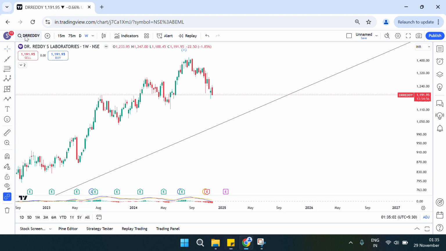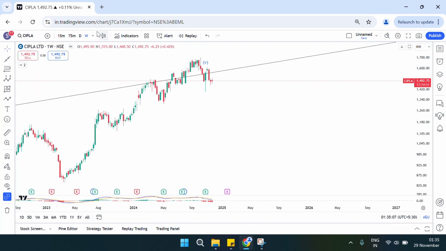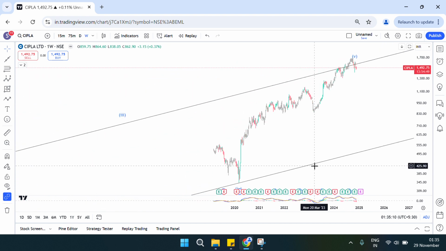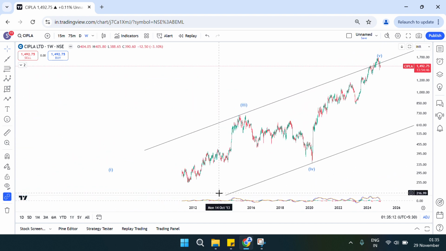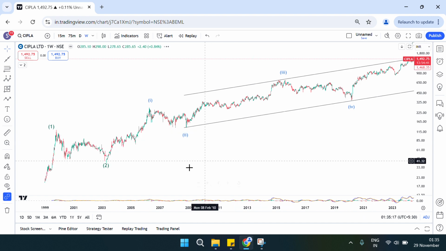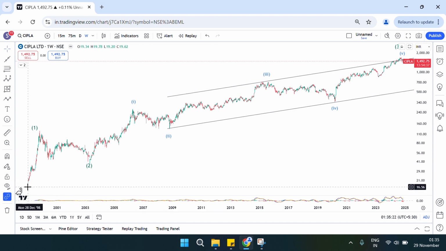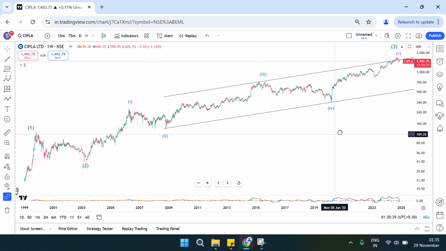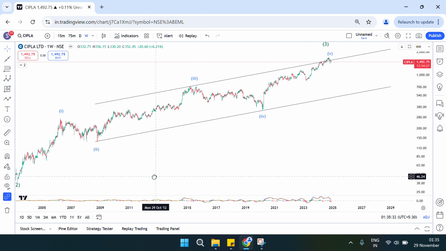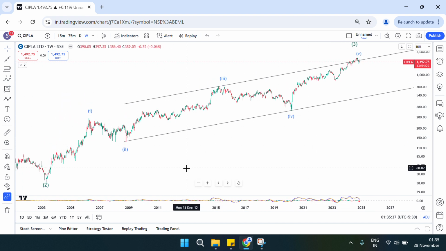Next we have Cipla. Cipla also has a very well-defined wave. From the initial listing in the 1990s, in 1999, we have completed only three waves in Cipla. So this was wave one. Wave 3 was extended, which is getting over now. So we'll see a fall till here.